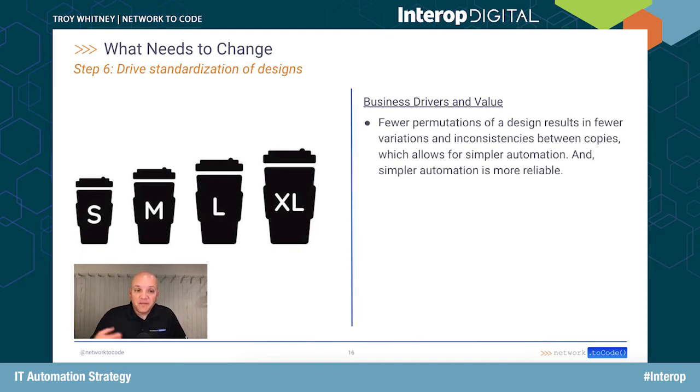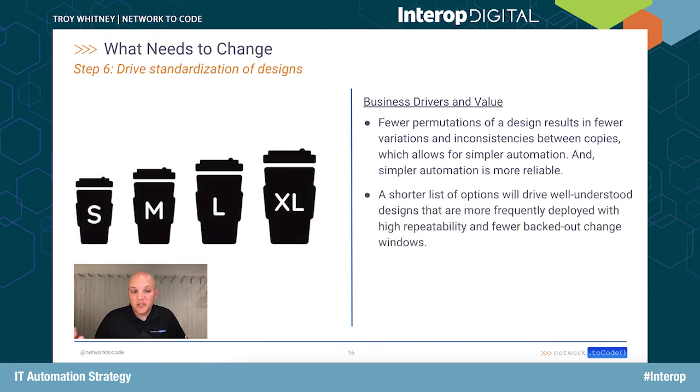There's a lot of benefits to the business by pursuing this standardization. Fewer permutations of a design result in fewer variations and inconsistencies between copies. It allows simpler automation if there's fewer permutations that you need to discover. Now, simpler automation drives higher reliability. Higher reliability of automation drives confidence in that automation that it's going to work right every time. So it's a self-fulfilling prophecy or a snowball effect here: the more we can standardize, the more we can bring things in line with our common coffee cup sizes, the more successful our automation is going to be and the more scalable it will be as a solution.